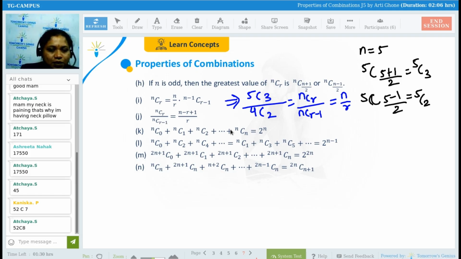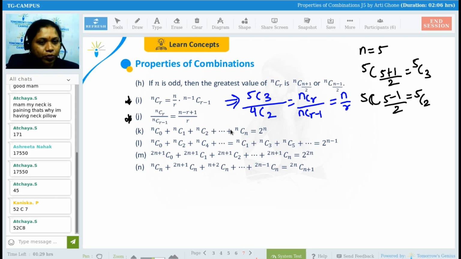Okay. Next is, similarly, nCr upon nC(r minus 1) is (n minus r plus 1) upon r. These are optional things. Whatever I am highlighting with a star is completely optional for you. If you go with the standard process of calculations, you will also receive the same answer. Okay. Now, this is important.